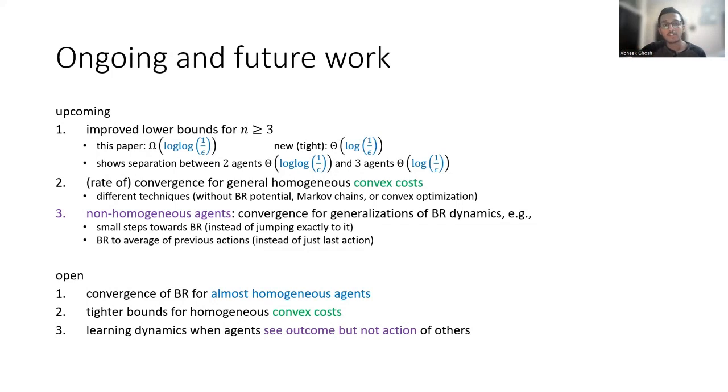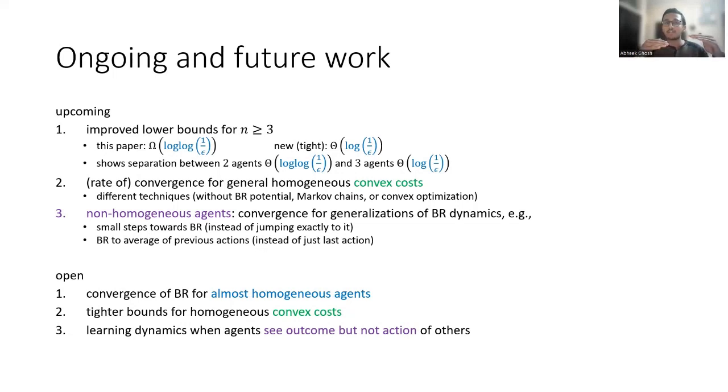We also have some rate of convergence results for general homogeneous convex cost, and this uses different techniques, not the best response potential functions and Markov chains we saw in this talk. We also have some results for non-homogeneous agents, where we extend the best response dynamics to a case where the agents can take small steps towards the best response rather than directly jumping to it, or the best response the agent plays is not with respect to the action of all the other agents at this time step, but with the average of all the previous actions of the agents. In these cases, for non-homogeneous agents as well, we see convergence.